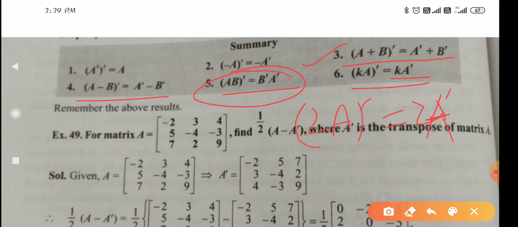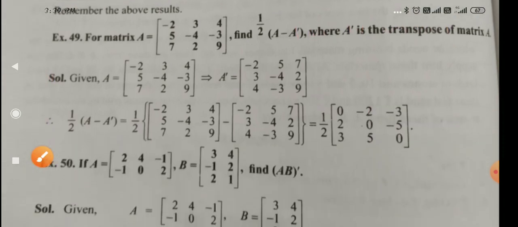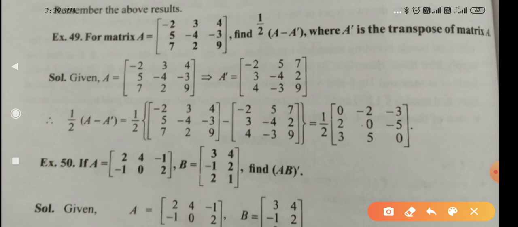Now some examples in front of you I am taking. You see, try to understand carefully. Very easy topic it is. This example number 49, matrix A is given. It is a 3 by 3 matrix, 3 rows and 3 columns.